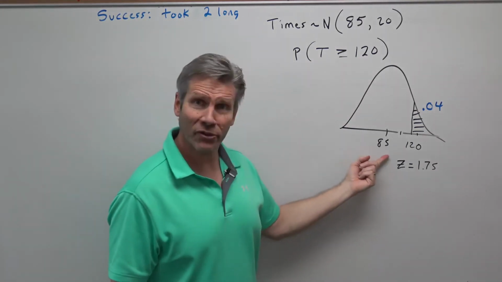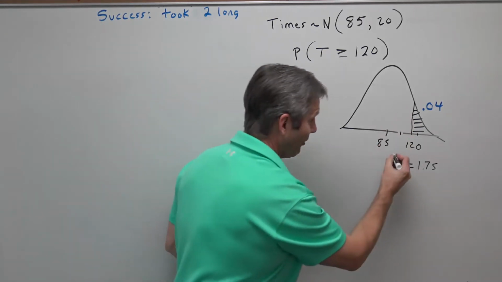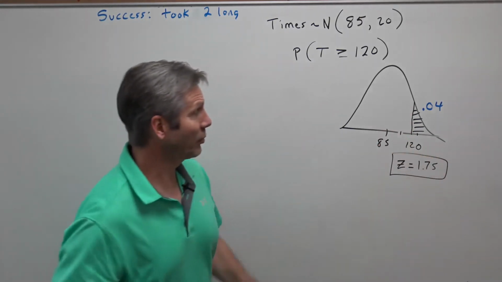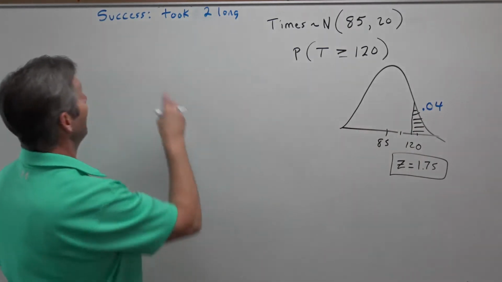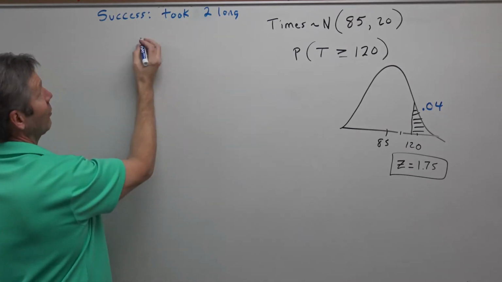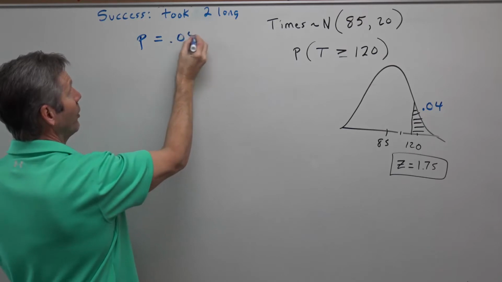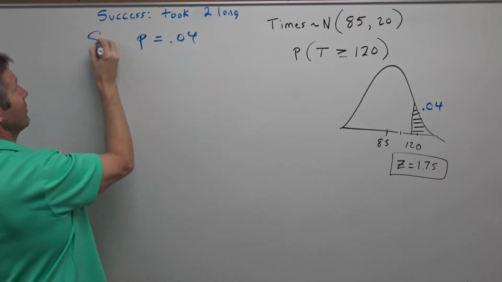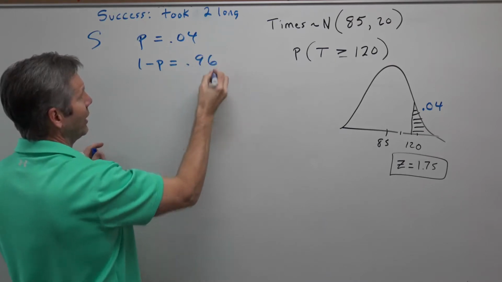Well, we go into a normal distribution and we say, okay, there's 120. We find this z-score and we look it up with normal CDF. We get 0.04. So now we come back over here and we say, okay, a success is that they took too long, 2 minutes too long. And so that's P, and P, the success rate, is going to be 0.04. So that's the success rate. Well, the failure rate is going to be 1 minus that, so it's 0.96.